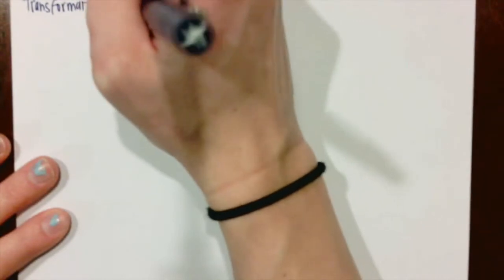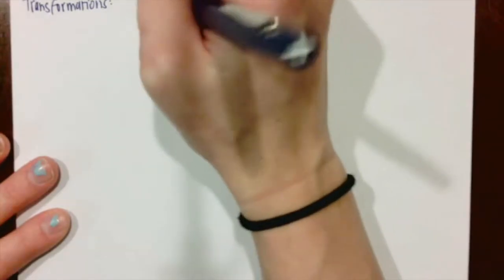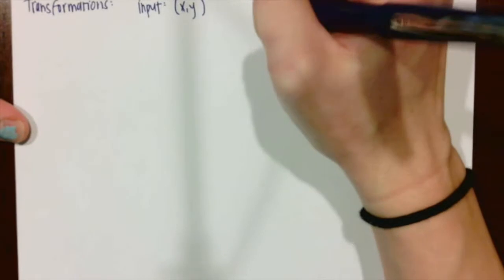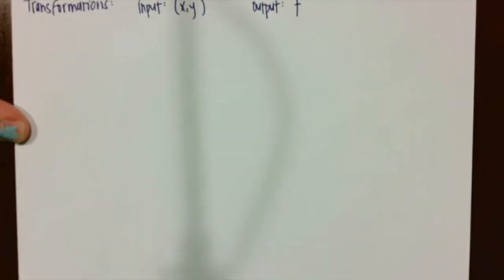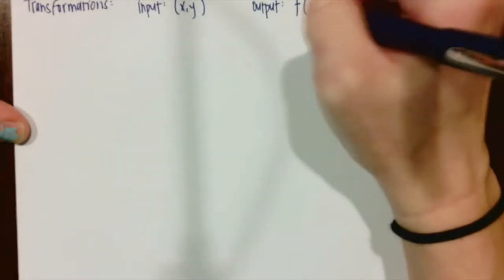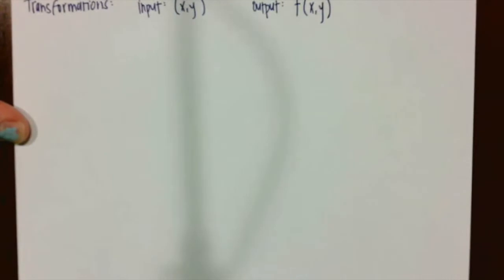So when it comes to transformations, rather than the input being x, our input is going to be an entire ordered pair. So the input would be x, y. The output would be whatever transformation happened. We're just going to represent that with an f, and then the ordered pair.